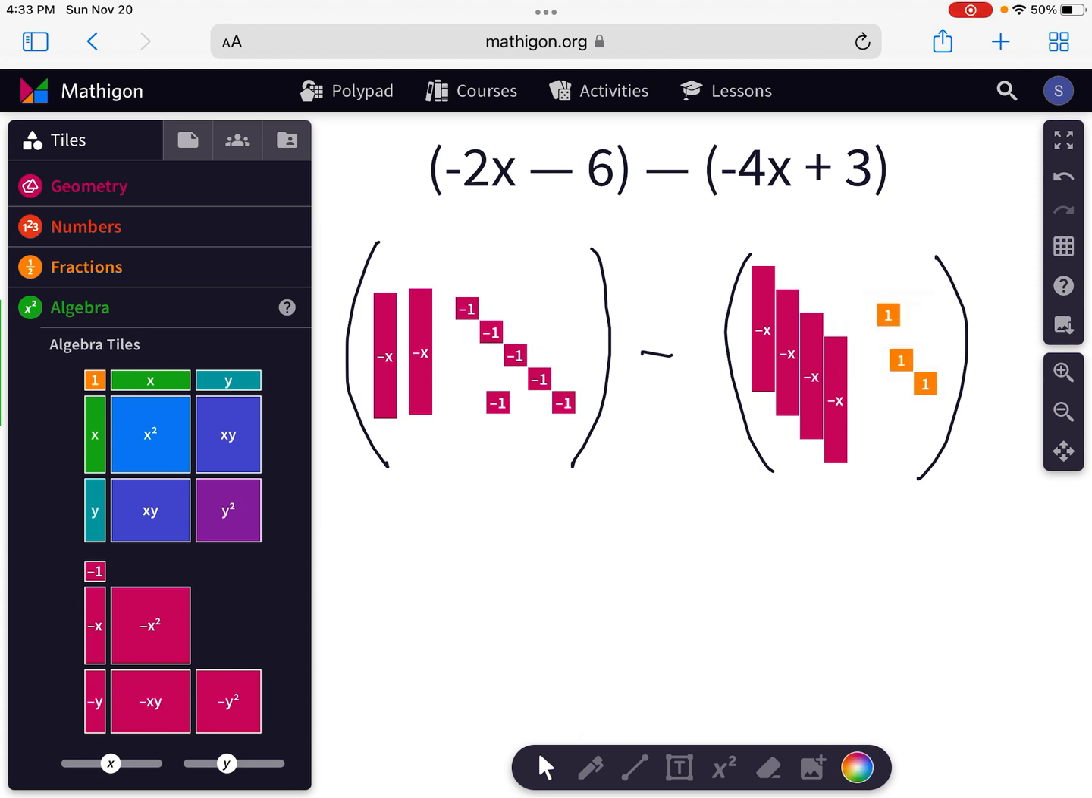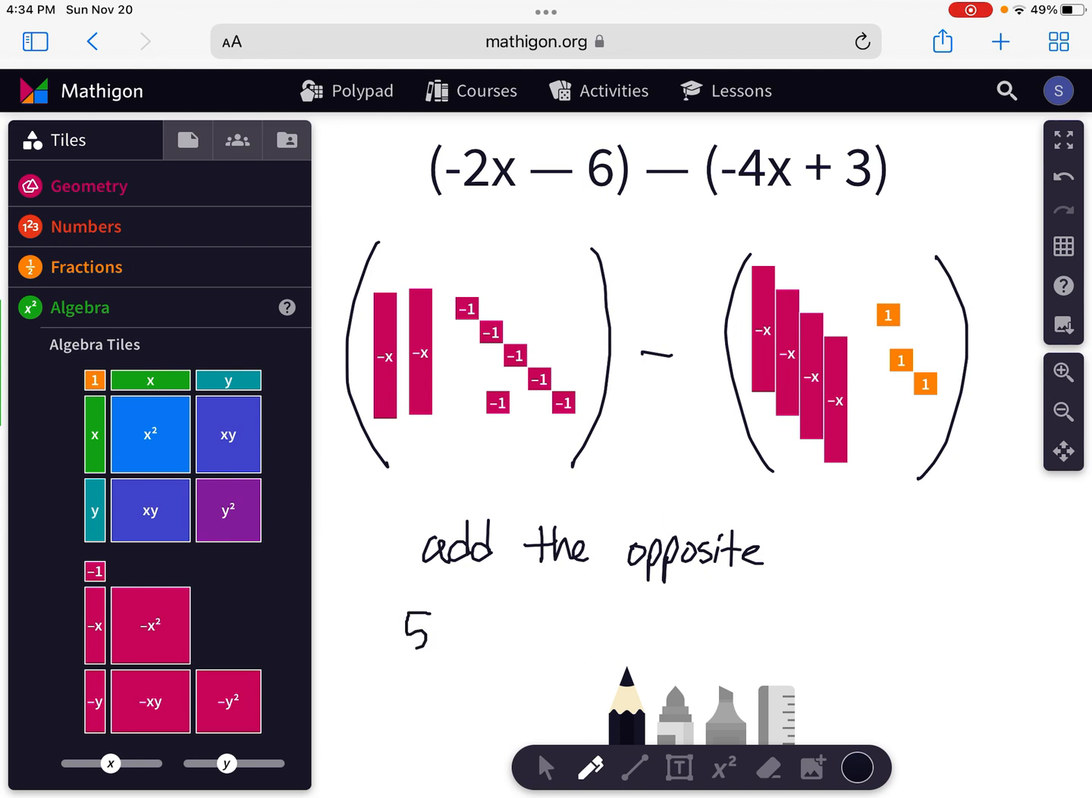Well, when I subtract a group of tiles, remember that I need to subtract both the x tiles and the 1 tiles. And subtracting a group is the same as adding the opposite of the group. Think about that. If I do 5 minus 3, that's the same as 5 plus the opposite of 3.